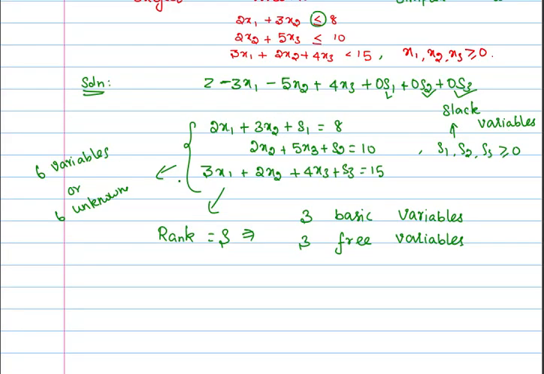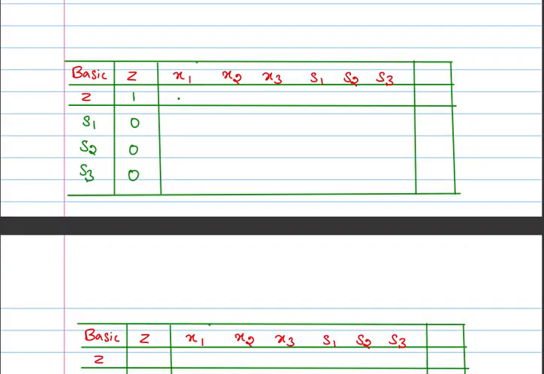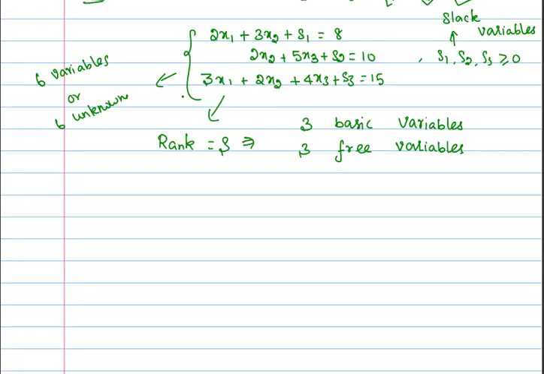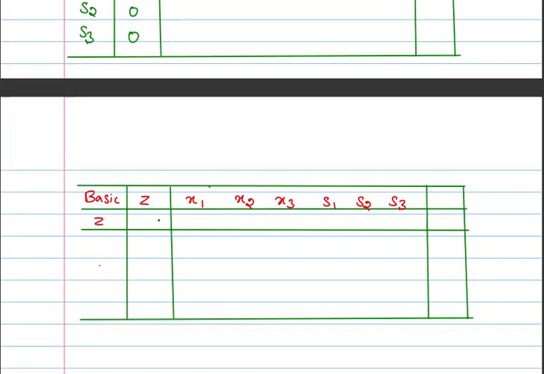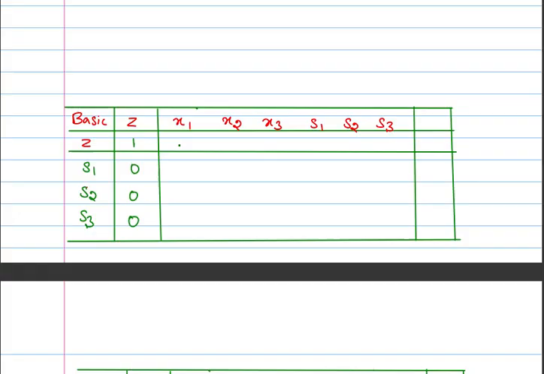Similarly, the coefficients of the objective function: x1 is minus 3, minus 5, minus 4, and 0, 0, 0. Next is the first constraint coefficients.